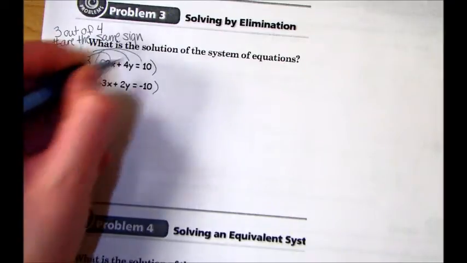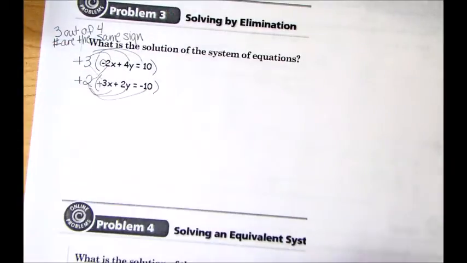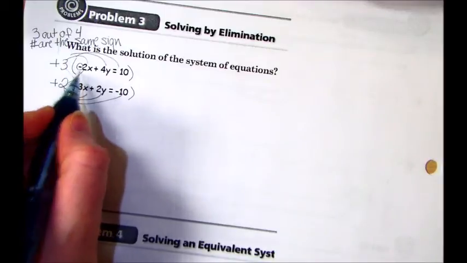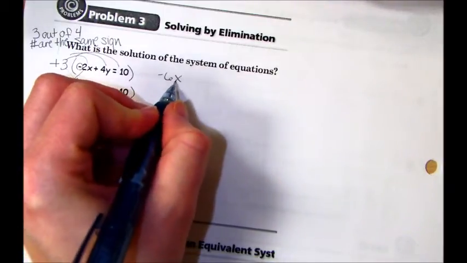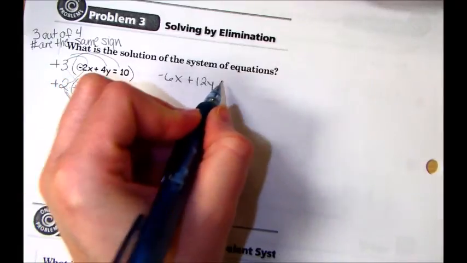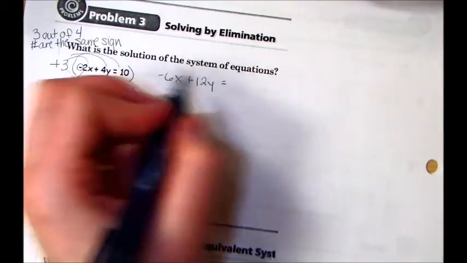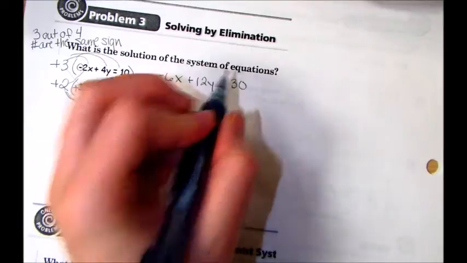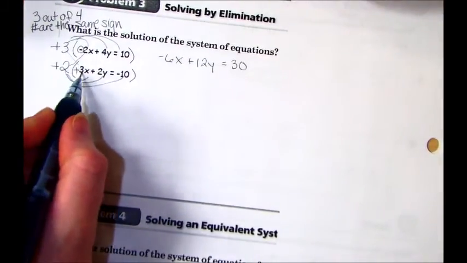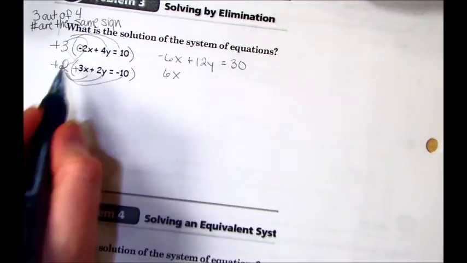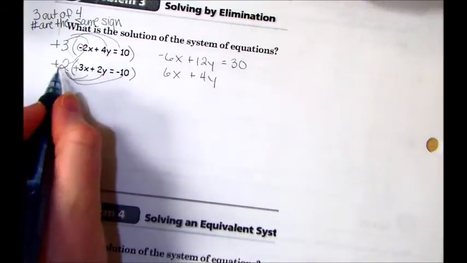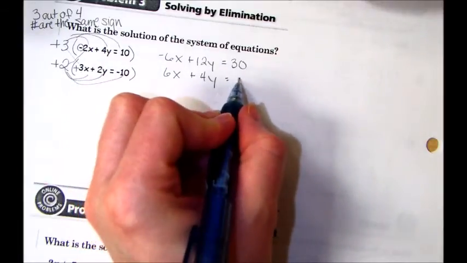Boom, boom, boom, boom, boom, boom. 1, 2, 3, 1, 2, 3 on the top and bottom. 3 times -2 is -6x. 3 times +4 is +12y equals 3 times +10 is 30. A lot of students like this method over substitution. 2 times 3 is 6x. 2 times 2 is 4y. 2 times -10 is -20.